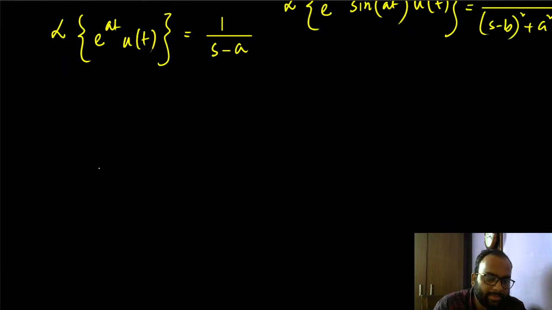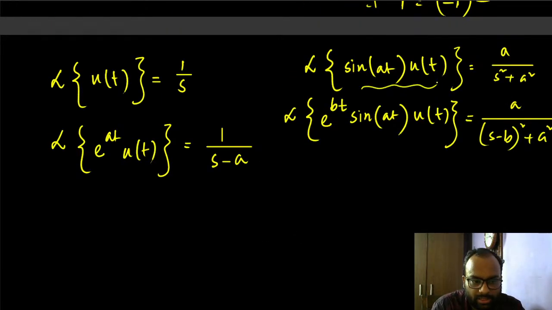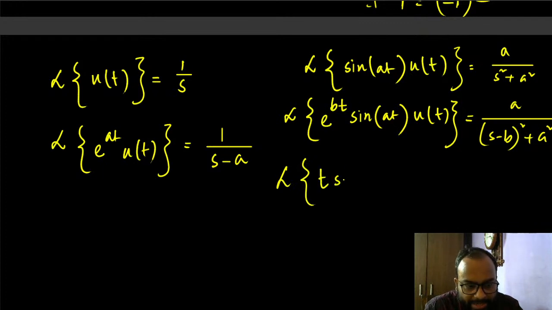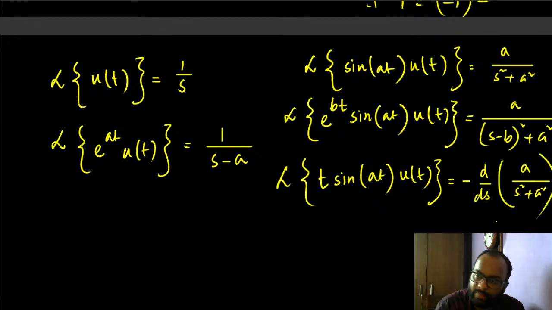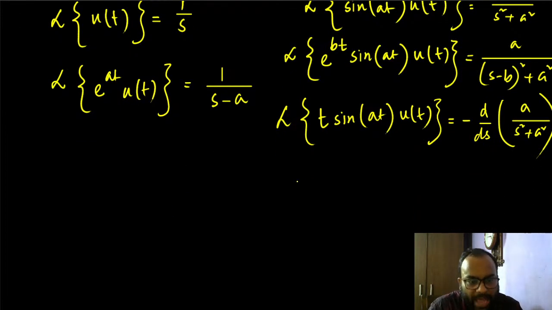All right. Similarly, since we know this, we can calculate the Laplace transform of t times sine at ut. What would that be? That would be the minus frequency derivative of this quantity. Let's do that for our example's sake. We're going to differentiate this, and this is again a function like this, something like a derivative of 1 by x.